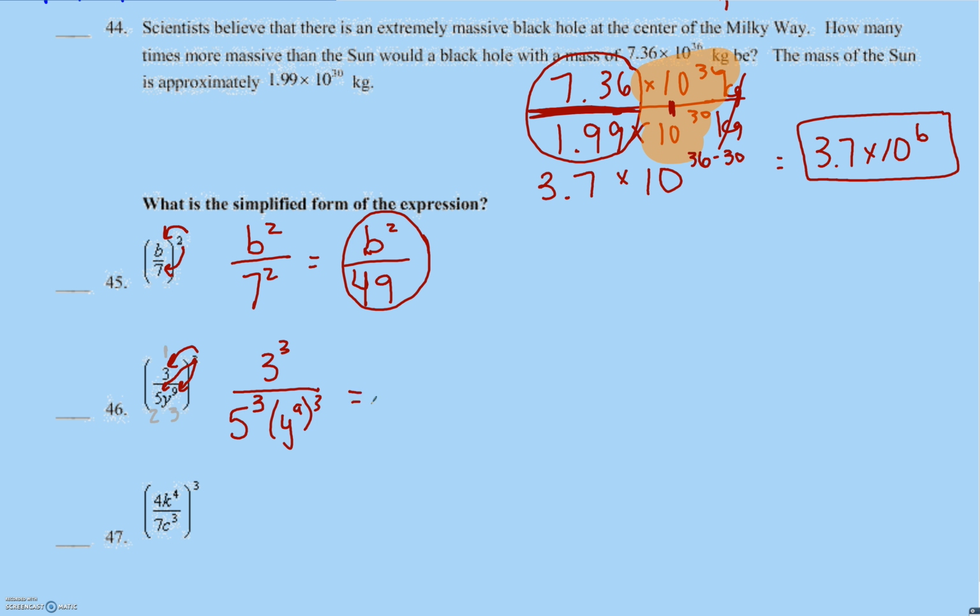3 cubed is 27. 5 cubed is 125. And we have a power to a power, which means we're going to multiply our exponents. 125 times y to the 27th in the denominator. So 27 over 125 y to the 27th.